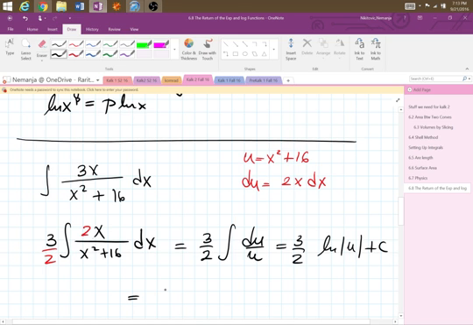And the favorite sentence says what? Actually, no. All right, I'll see. Today is Wednesday all day, right? 3/2 ln absolute x squared plus 16 plus c.